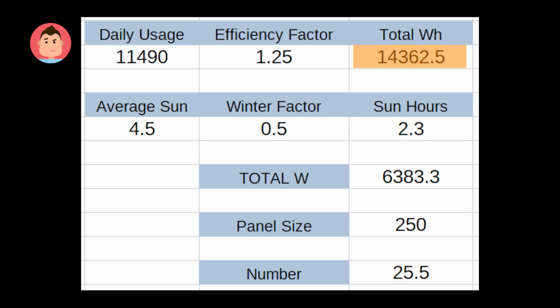So we take 14,362 watt hours divided by 2.3 sun hours, giving total watts of 6,383. Tom bought larger panels that are 250 watts each. So we take the total watts of 6,383 divided by 250 watts per panel, and we come up with just about 26 panels. Now the last part is to figure out how many batteries you need.